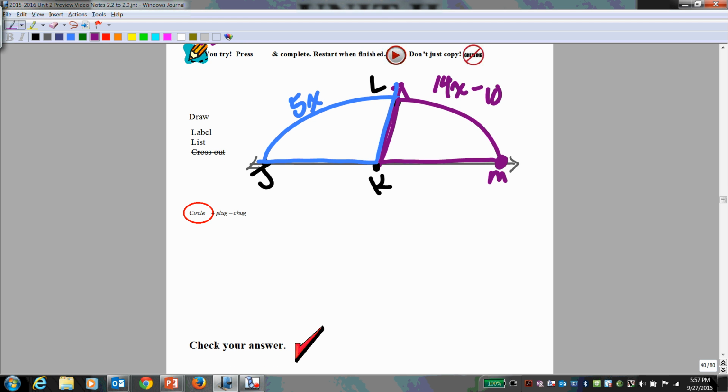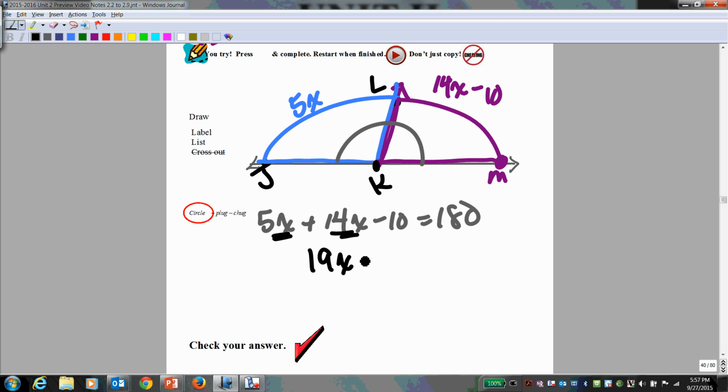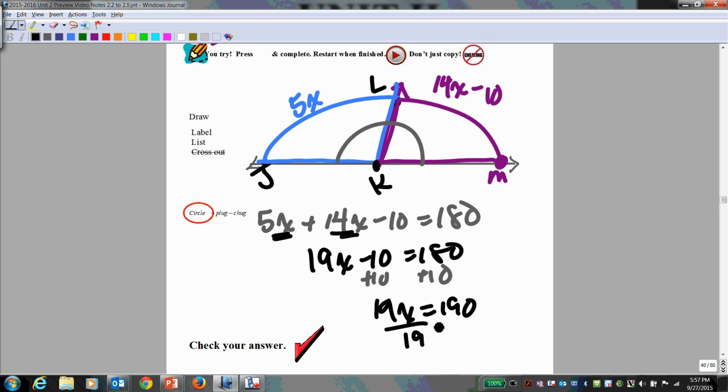Because we share a spine and make a line, it means we add up to 180 here. So I know that 5x plus 14x minus 10 equals 180. You collect like terms. I have 19x minus 10 equals 180. Add 10 both sides. 19x equals 190. Divide by 19. We get x equals 10. Woohoo! You think you're done?